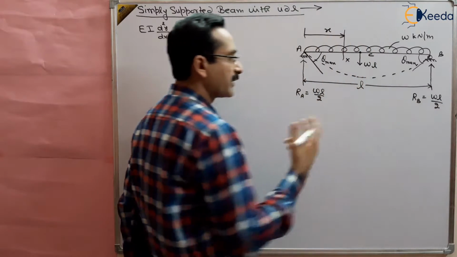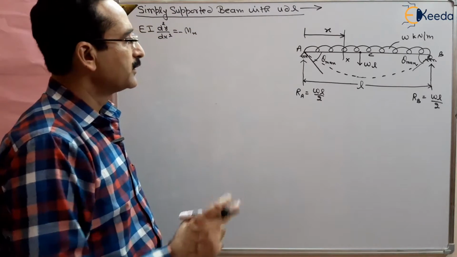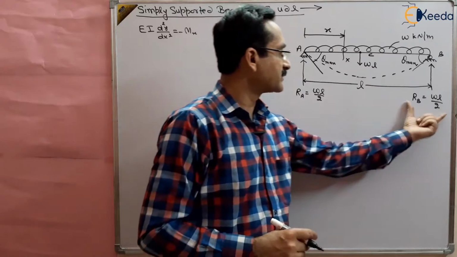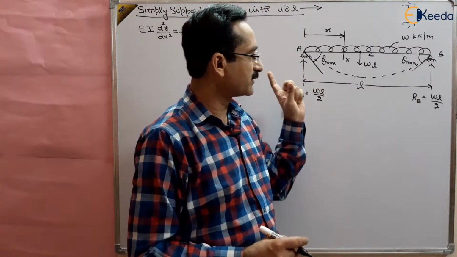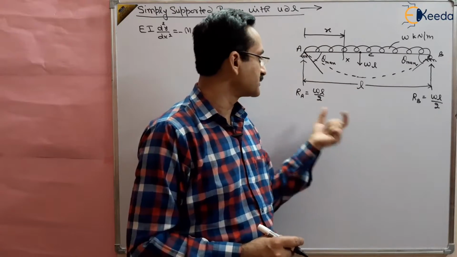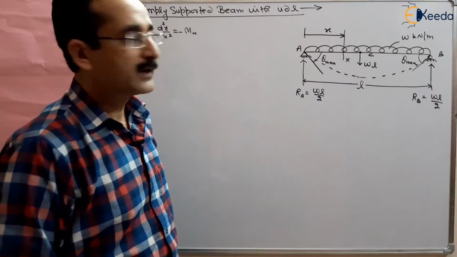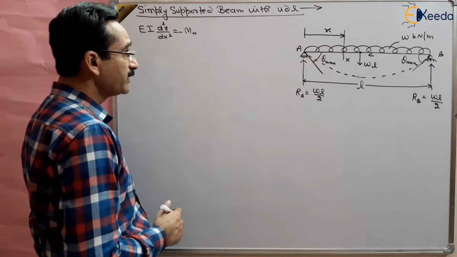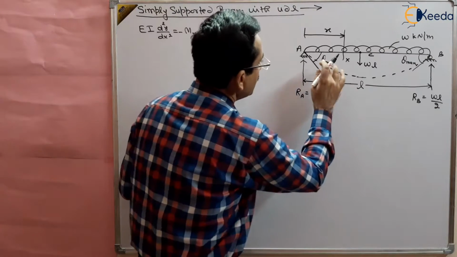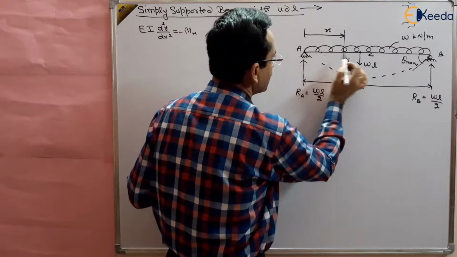This we have already read in the shear force and bending moment diagram chapter. In that chapter we have already read how to find the reactions, that's why I am writing directly here. So check in that chapter how to find the reactions. You will get WL by 2 and WL by 2, the reactions for UDL on the entire simply supported beam, right? Now this is our section x.